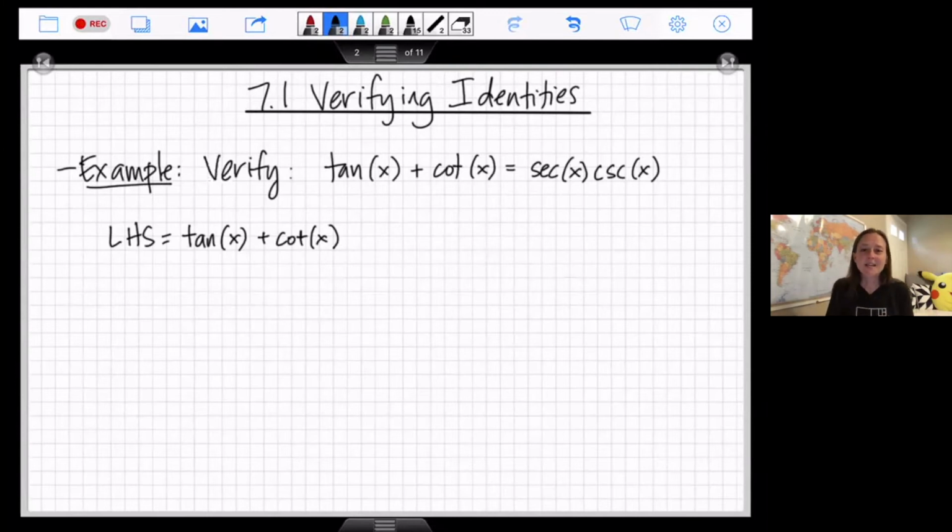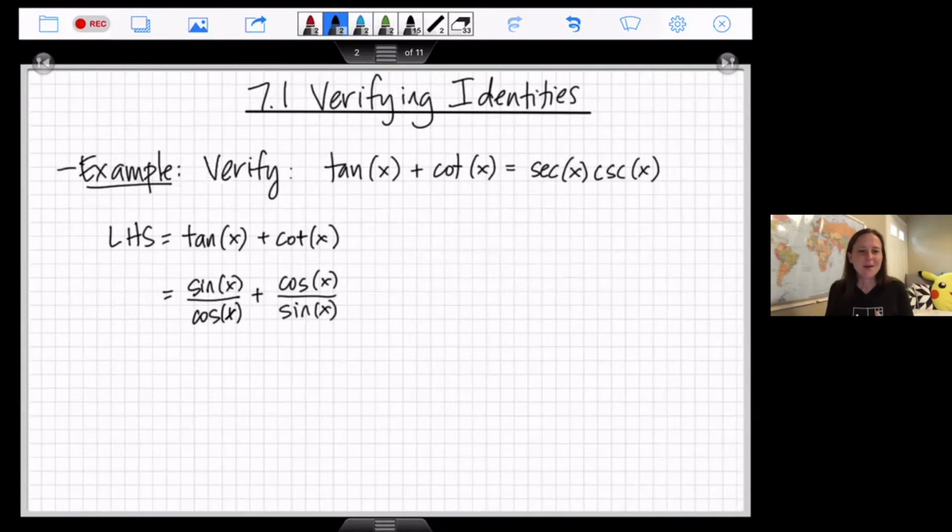All right, so my first technique that I could show you for verifying identities is to try to rewrite everything in terms of sine and cosine. So I'm going to write tangent and cotangent in terms of sine and cosine. So I know that tangent is equal to sine over cosine. And I know that cotangent is the reciprocal of that, cosine over sine. All right, so that doesn't quite look like secant times cosecant yet, but don't panic, we'll work on it.